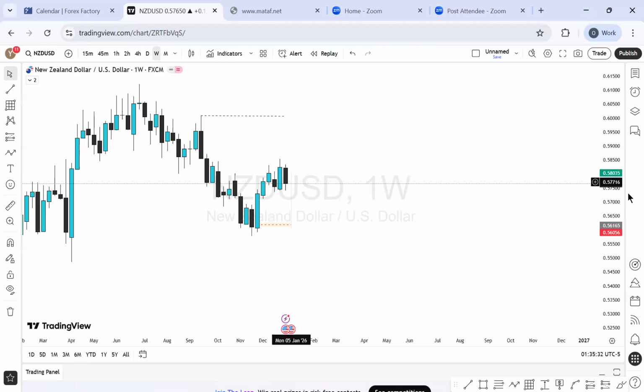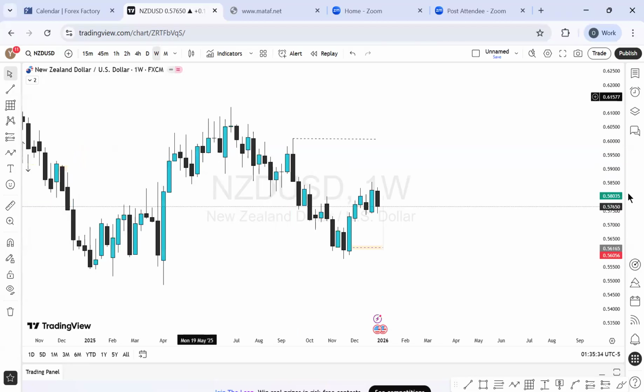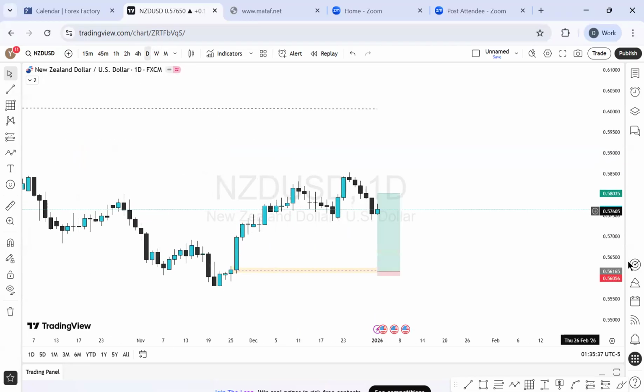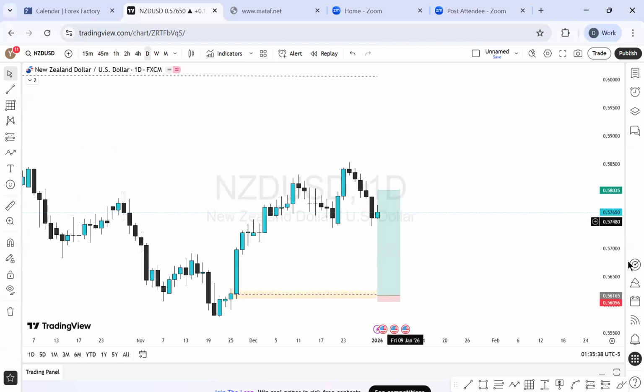And with that outlook, therefore, we go to the daily time frame and let's see what it looks like on the daily. On the daily, we have fantastic bearish momentum Monday to Thursday last week. Friday was a little bit bullish, but I've not seen a clear structure of this price taking out this previous low.